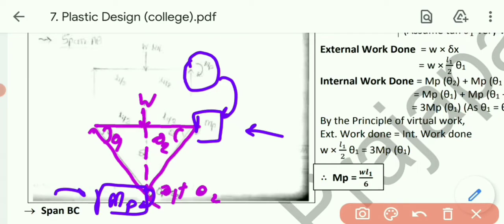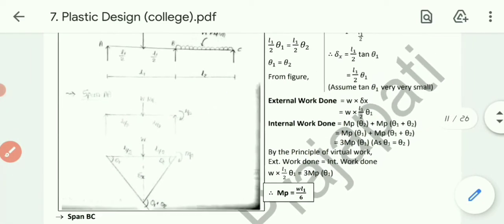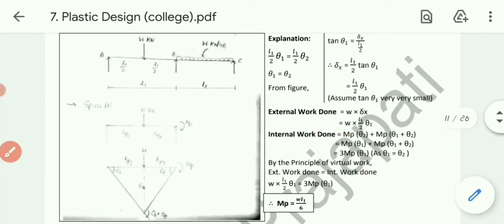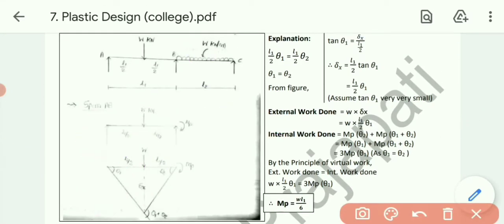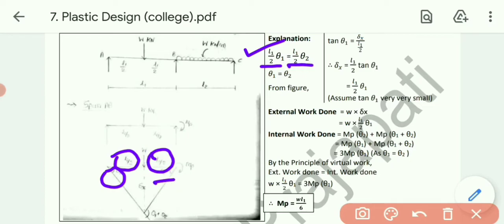Okay, so first of all let's derive the relation between these two, theta 1 as well as theta 2. So just a minute, see the explanation. Say left hand side dimension L1 by 2 into theta 1 equals the right hand side dimension, that is L1 by 2 into theta 2. So L1 by 2 into theta 2. So ultimately we will get theta 1 equals theta 2. Okay, so we got the relation.